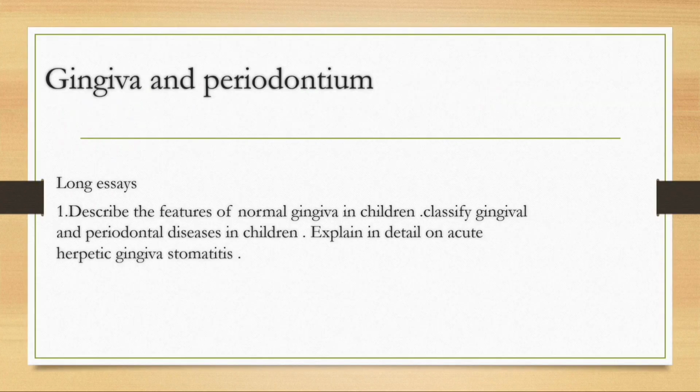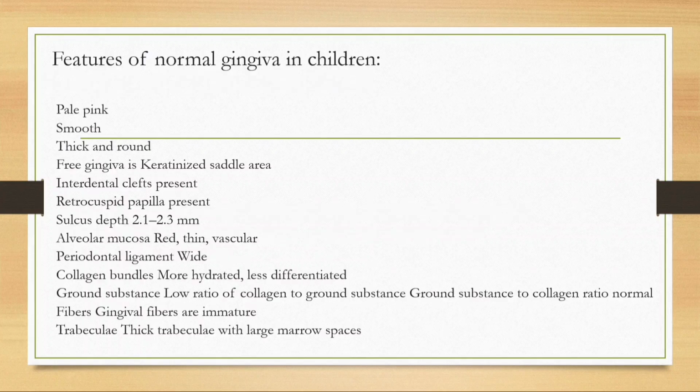Hello everyone, welcome back to the last session of the pediatric dentistry question paper. This session deals with the gingiva and periodontium in pedodontics, that is, kids' gingiva and periodontium and its features. The first question is about features of normal gingiva in children, classify the diseases of gingiva and periodontal structures, and explain in detail acute herpetic gingivostomatitis.